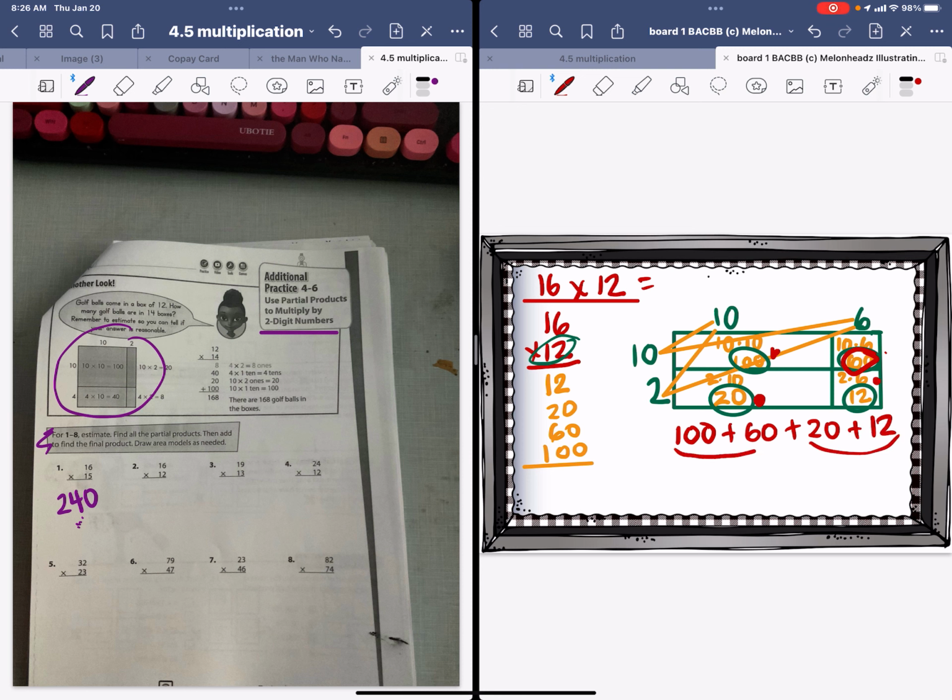So I'm going to multiply these together. So 100 plus 60 is 160. 20 plus 12 is 32. And then I have to find the sum of these two numbers. Not multiply, add, sorry. 160 plus 32.